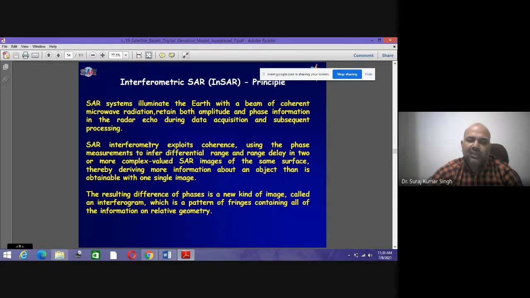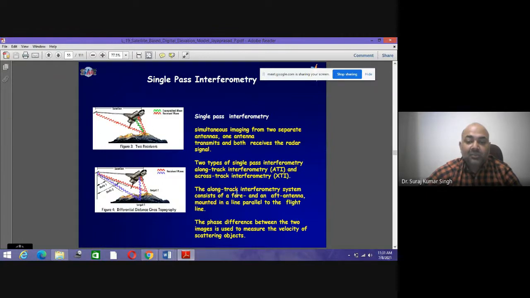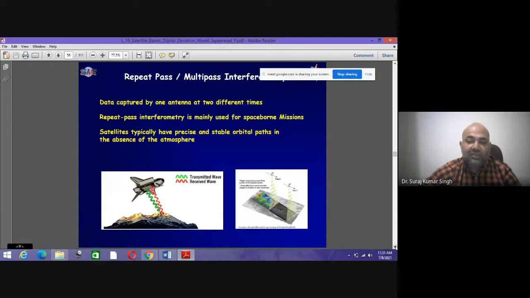SAR Interferometry exploits coherence, using the phase measurement to infer differential range and the range delay in two or more complex valued SAR images of the same surface, thereby deriving more information about an object than is obtainable with one single image. The resulting difference of phase is a new image which is called an interferogram, which is a pattern of range containing all of the information on relative geometry. I'm going at some speed because we have already completed all these exercises. So you can see this is the repeat pass.